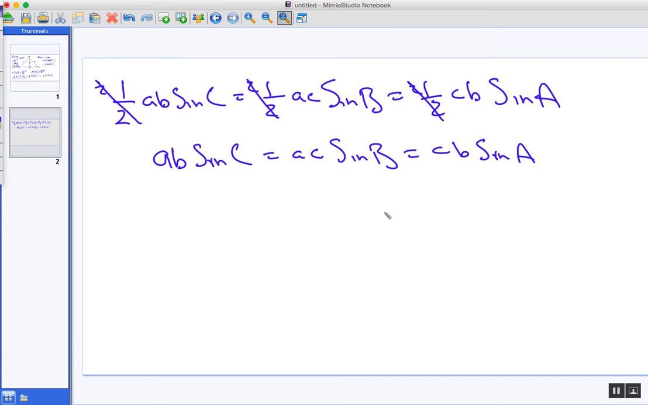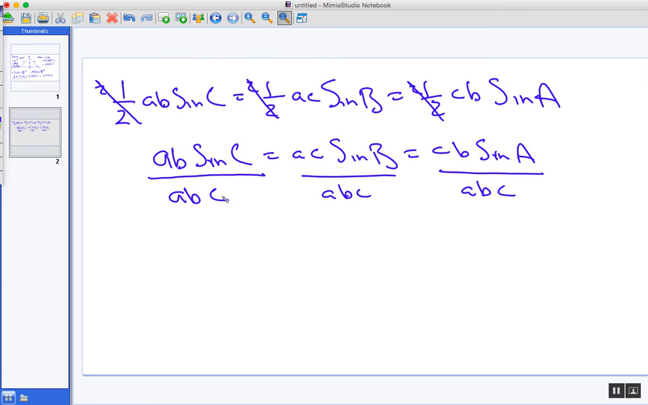My next step, and again, we're allowed to do these things because it's an equation. As long as whatever you do to one side you do to the other, it's fair. So I'm going to divide everything by abc. As long as I'm doing this to all parts, it's a legal move.